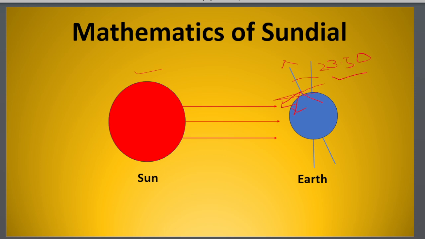Now, you know this total angle is 360. So 360 divided by 24, the duration of the sidereal day, comes to about 15 degrees. If you draw lines 15 degrees apart, then each line will represent 1 hour. In that way, you can make a sundial. The plane of this sundial is parallel to the equatorial plane. This is why it is called the equatorial sundial.